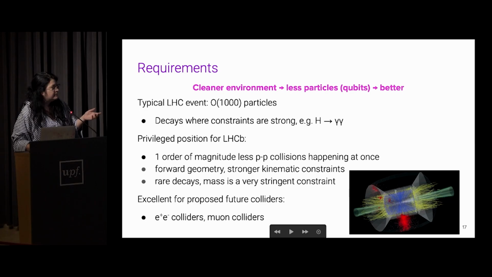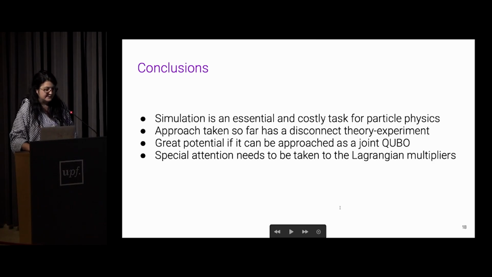And I put here a picture of a future muon collider, so that you see we are working on it. There has not been a decision made, but it's certainly a very good possibility. Okay, so this leads me to my takeaways.